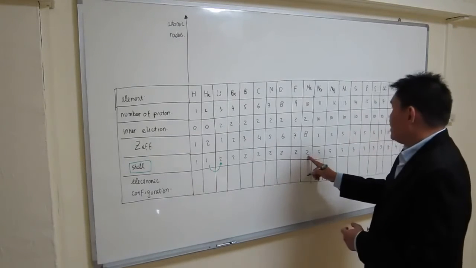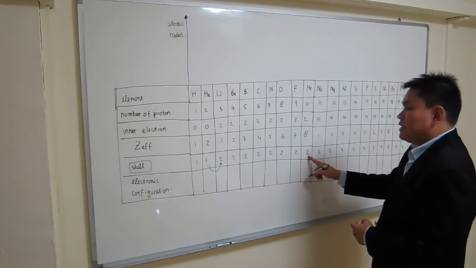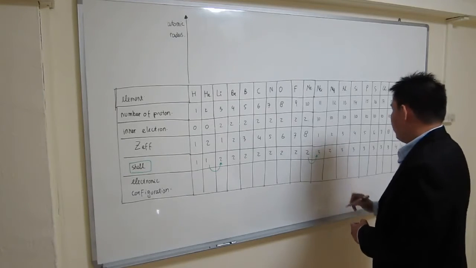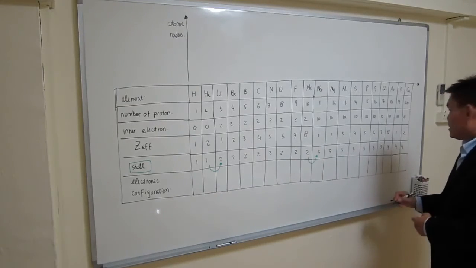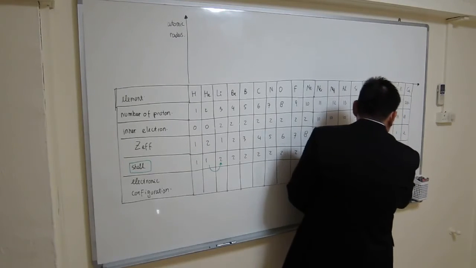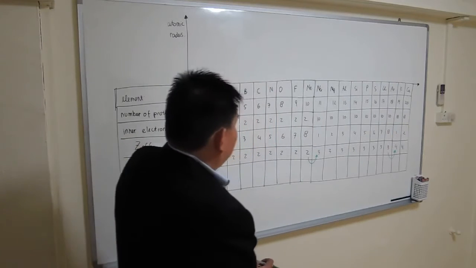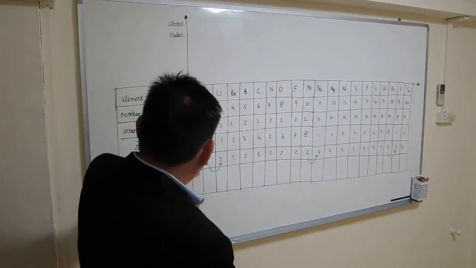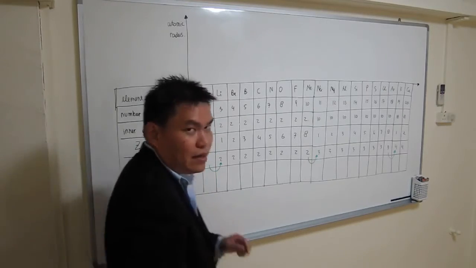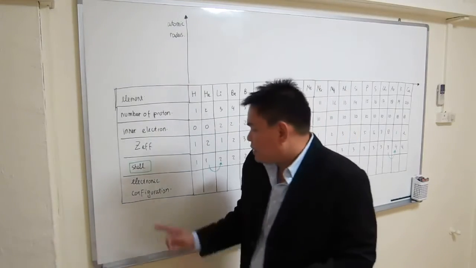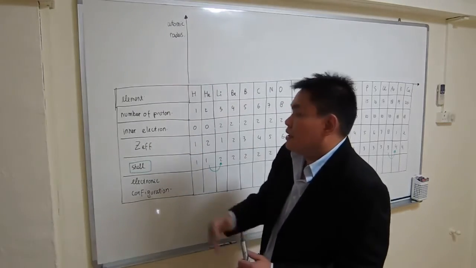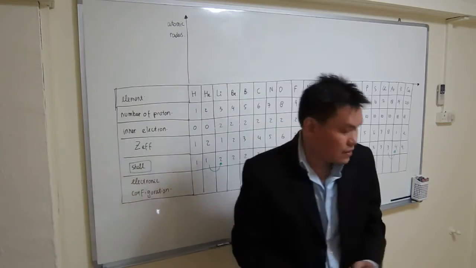The same thing happens between neon and sodium. You have a big increase, and you're going to see the same thing between argon and potassium. So the number of shells has a very significant effect on the size of the atomic radius. That's the first one.